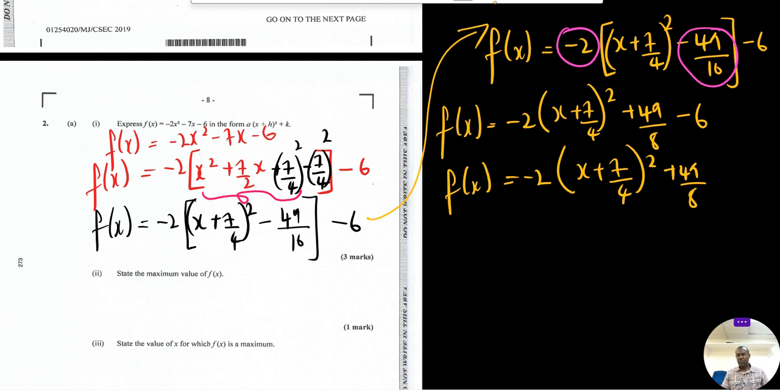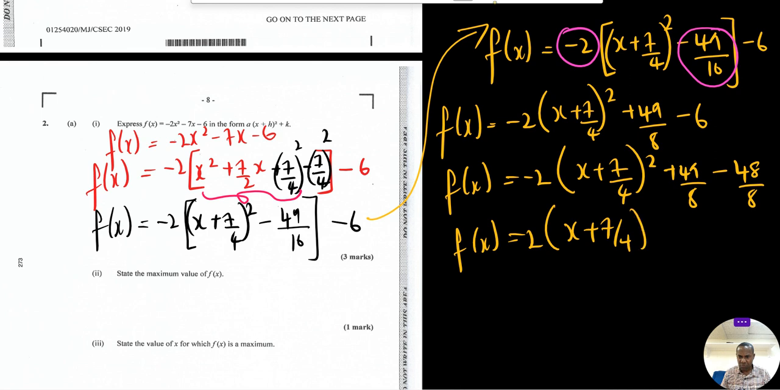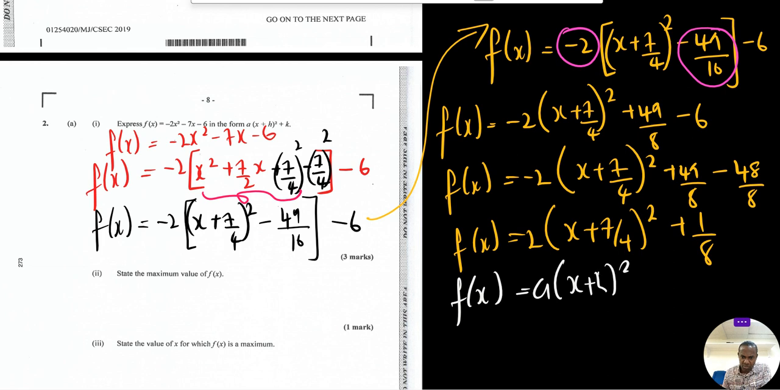plus 49 over 8. For the purpose of combining these, I could write 6 as 48 over 8. And so what I have is f of x equals 2 bracket x plus 7 over 4 squared plus 1 over 8. All right? And I've therefore managed to complete the square of this quadratic, which means that I have expressed it in the form f of x is equal to a, open bracket, x plus h all squared plus k. All right? So I've managed to do that.